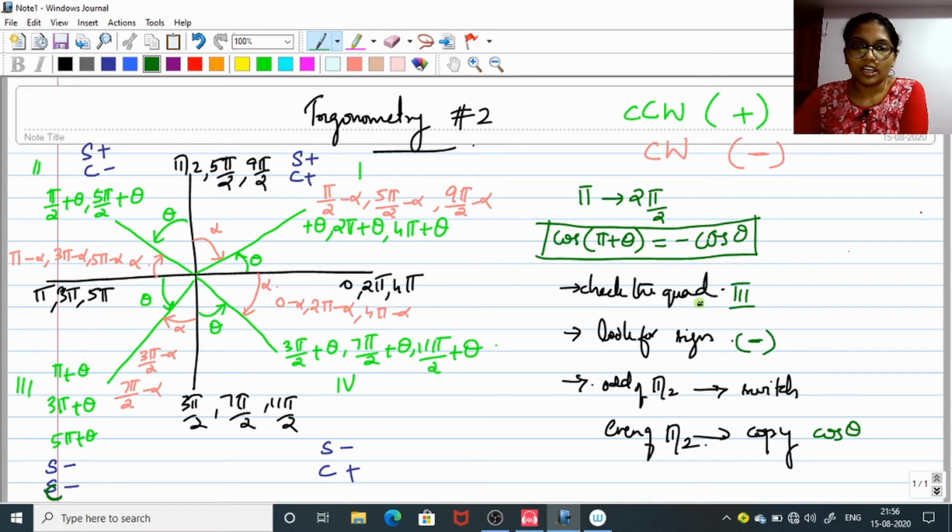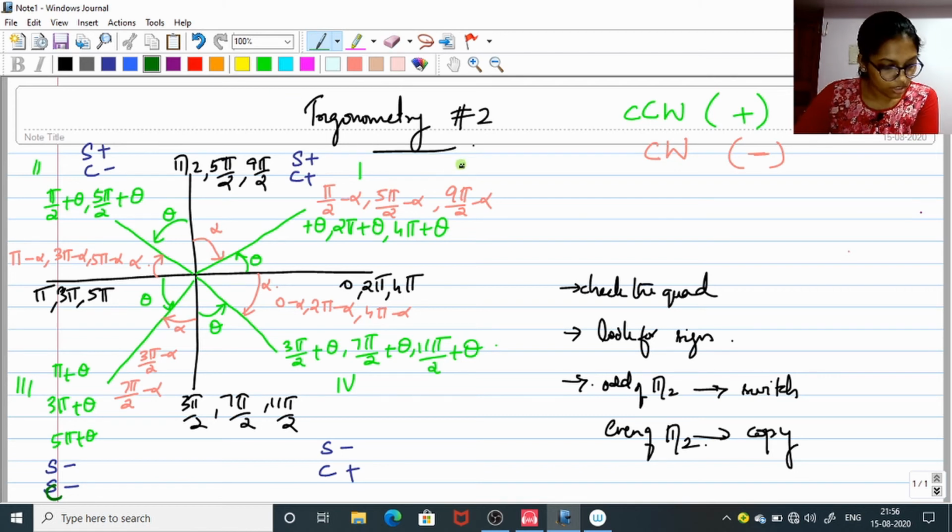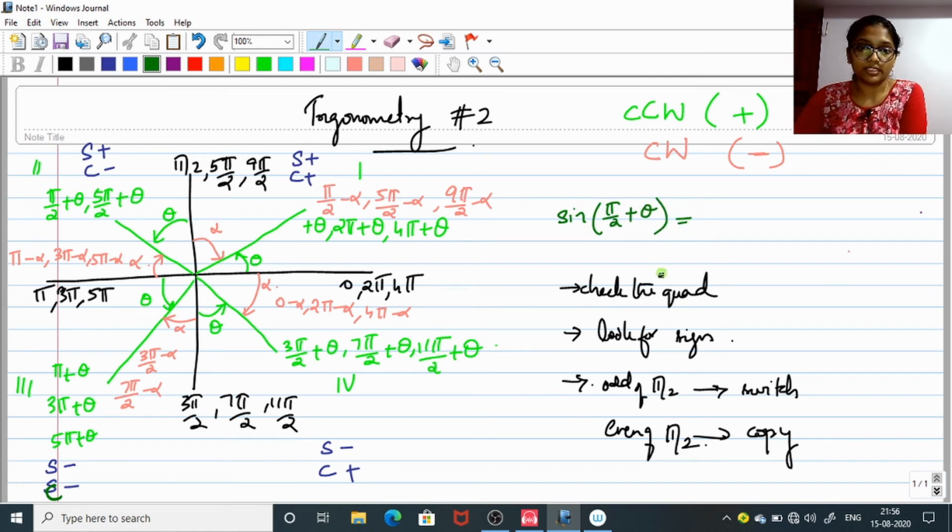Now let us take another example. What is sin pi by 2 plus theta? First rule, check the quadrant. Since it is plus, we are having an anti-clockwise move, isn't it? So pi by 2 plus theta is in the second quadrant. Look for the sign. Sign has got a positive there.